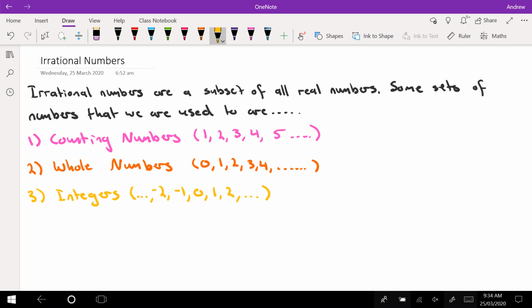No decimal points. Leo, why do you keep on changing colours? Because they're different sets. That's why they're in different colours. And also it's easier to see if they're different.